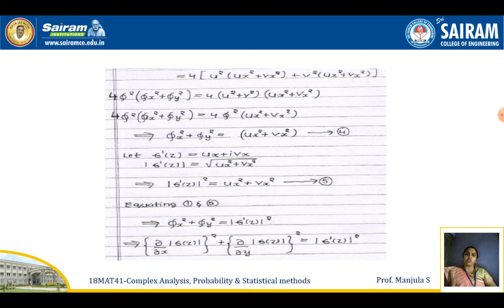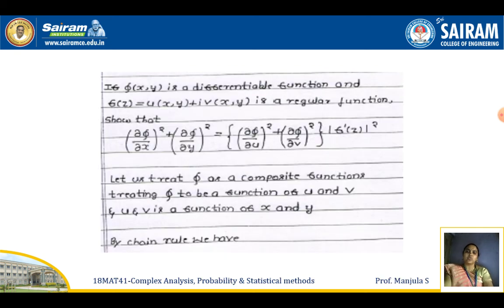Equating equation 1 and equation 5, we can write φx² + φy² equals modulus of f′(z) whole square. This implies (∂/∂x of modulus of f(z))² plus (∂/∂y of modulus of f(z))² equals modulus of f′(z) whole square. This is what they asked us to prove. Now we have proved that result.